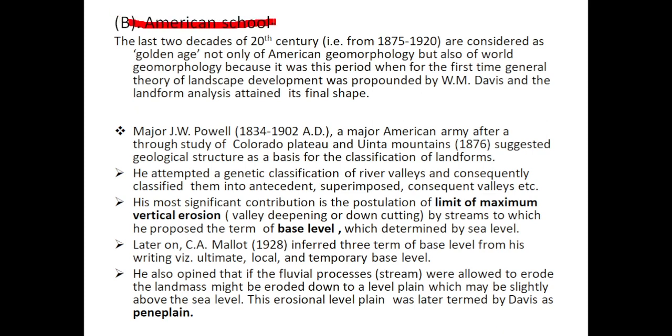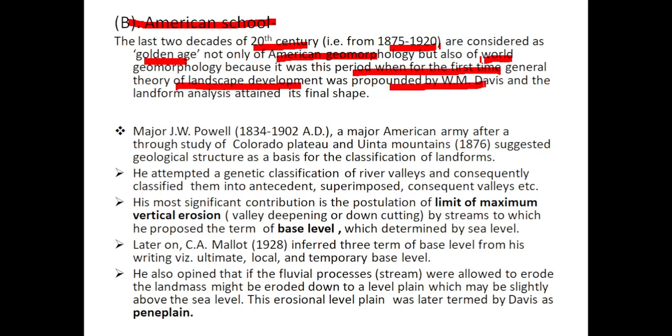American school. The last two decades of the 19th century, from 1875 to 1920, are considered the golden age of geomorphology, not only in America but also in world geomorphology, because during this period the first general theory of landscape development was propounded by W.M. Davis.